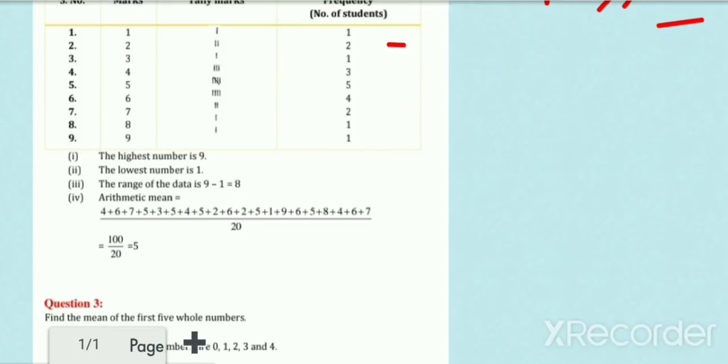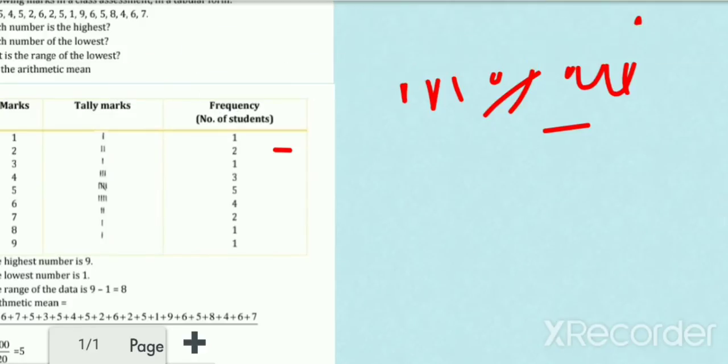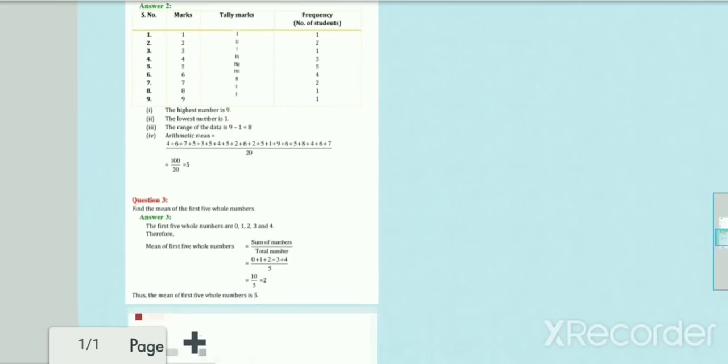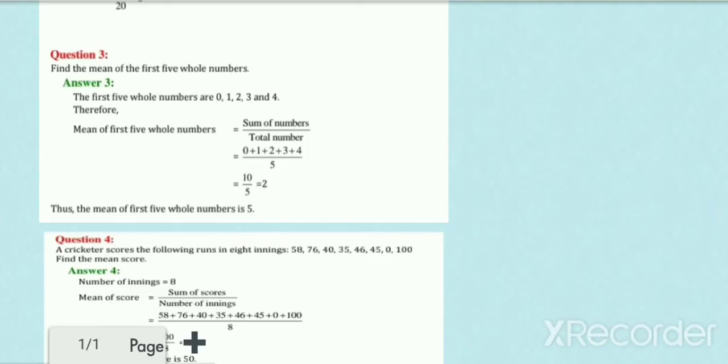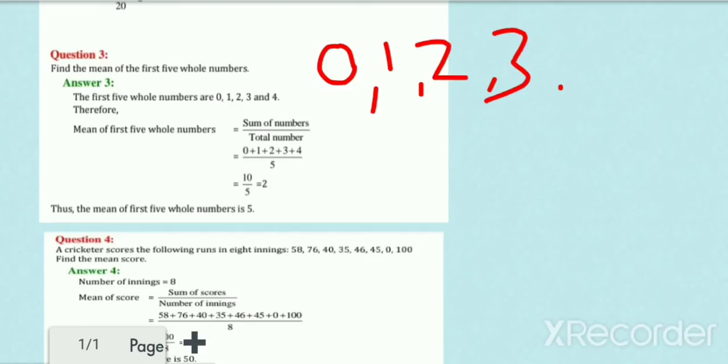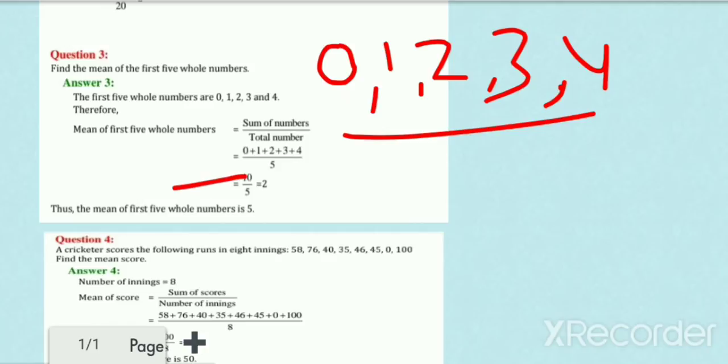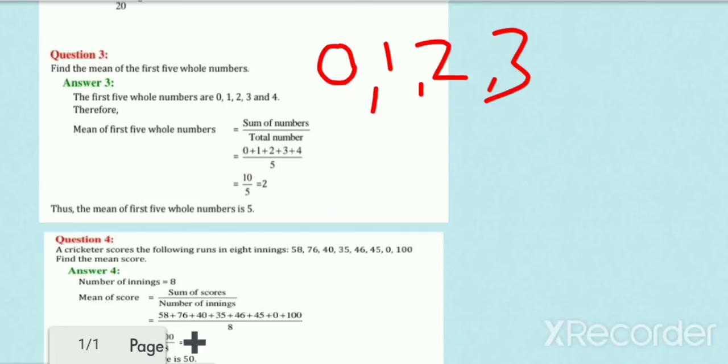Now question number 3 is: find the mean of the first 5 whole numbers. Simple, mean means sum of all numbers upon total numbers. So the first 5 whole numbers are whole numbers starting from 0: 0, 1, 2, 3, 4. These are 5 whole numbers. When we sum, we get 10, and the total is 5, so 10 divided by 5. So the answer is 2. So we can say the mean of the first 5 whole numbers is 2.